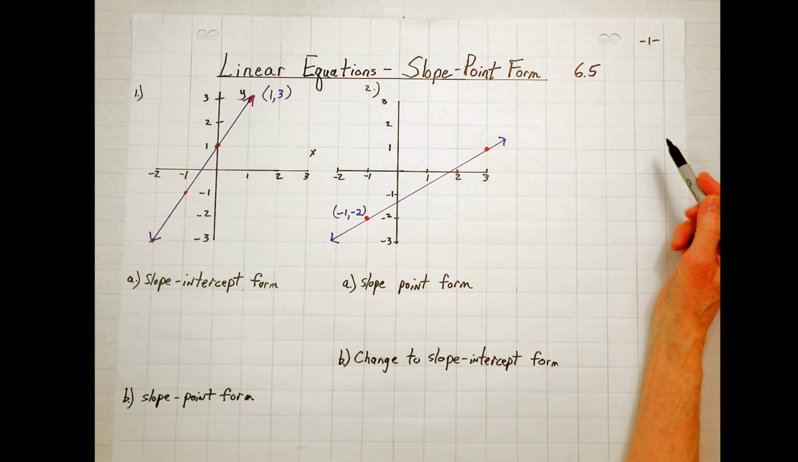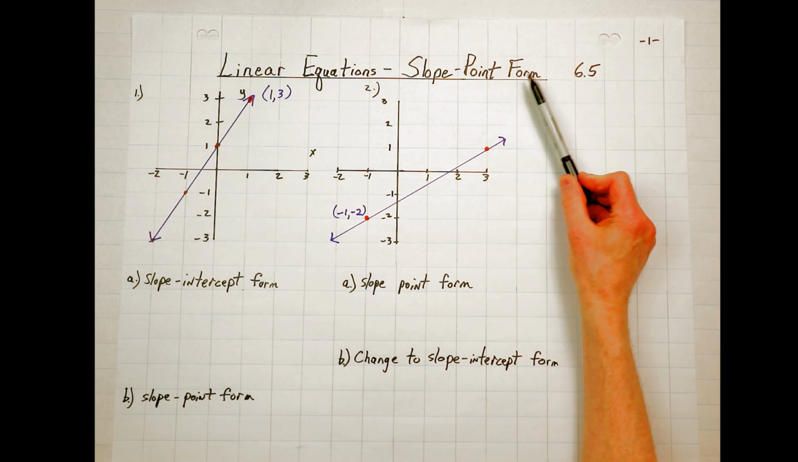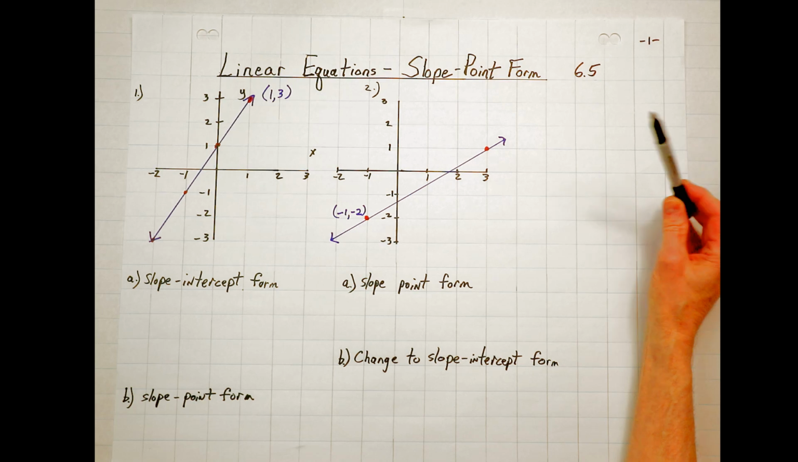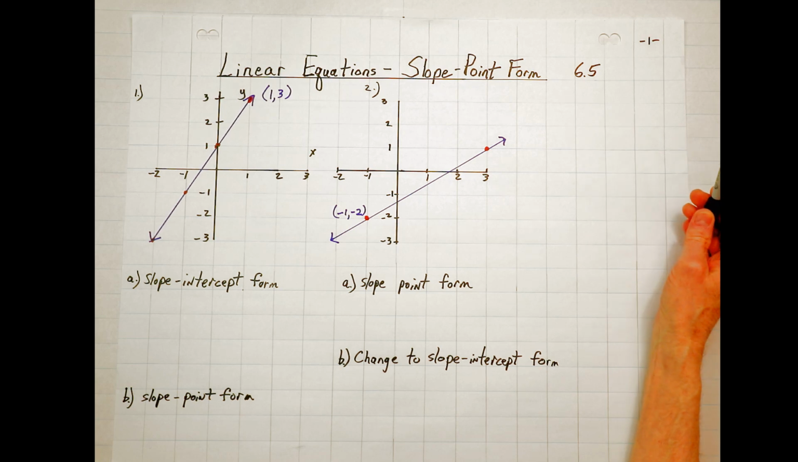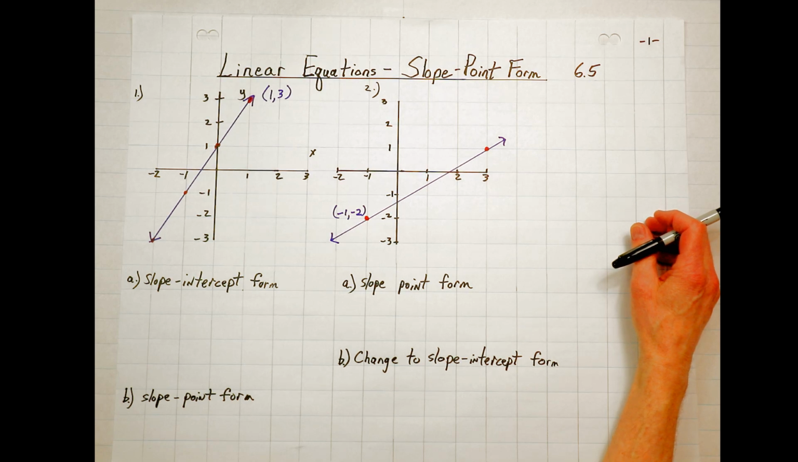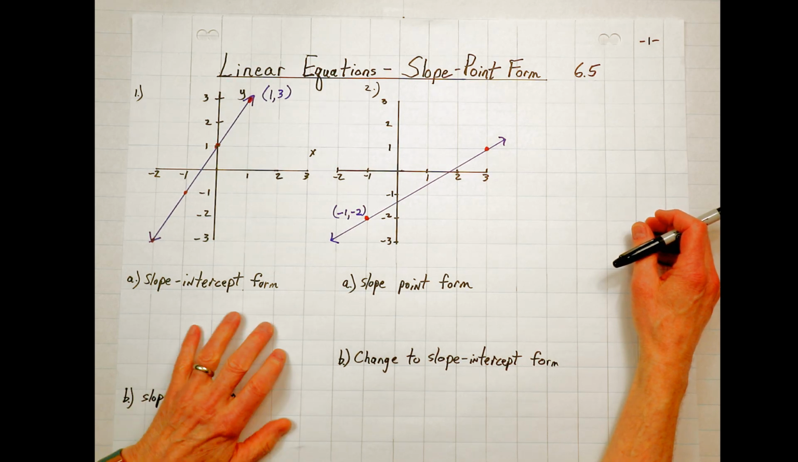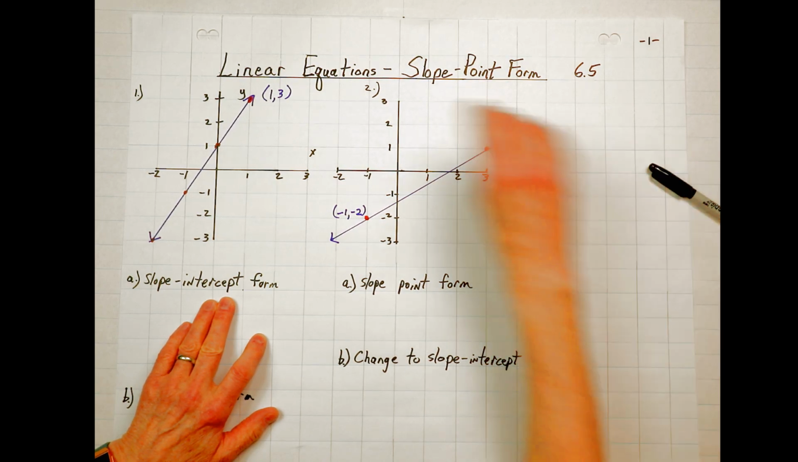Today we are working in section 6.5 of our book, and we are doing linear equations, the slope-point form, not to be confused with slope-intercept form. We'll distinguish between the two as we proceed. Let's look at graph number 1. As a review, what we'll do first is slope-intercept form. This is what you're familiar with, so let's feel good about this before we do anything else.